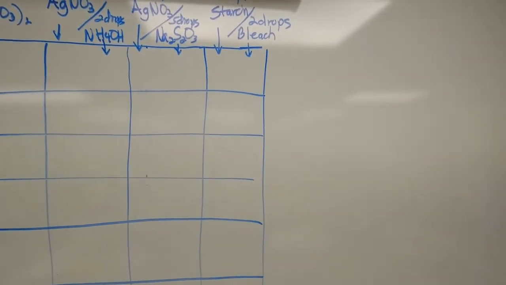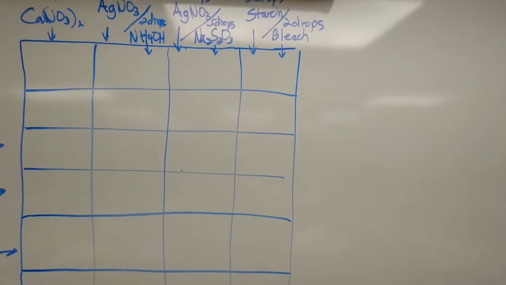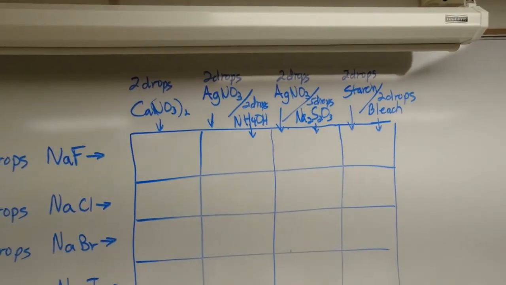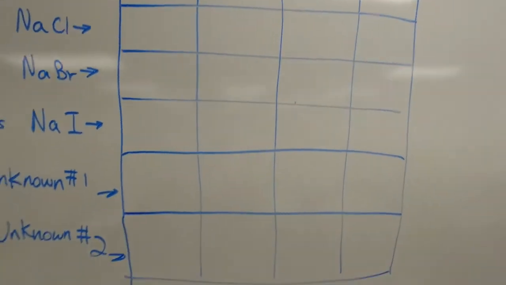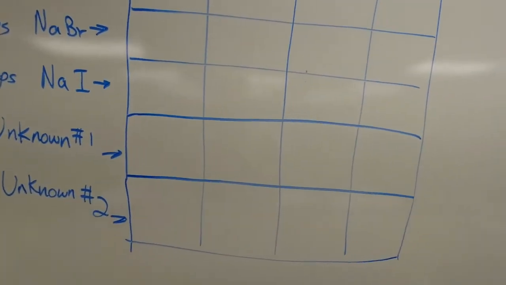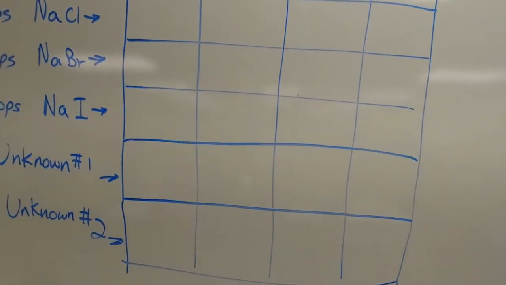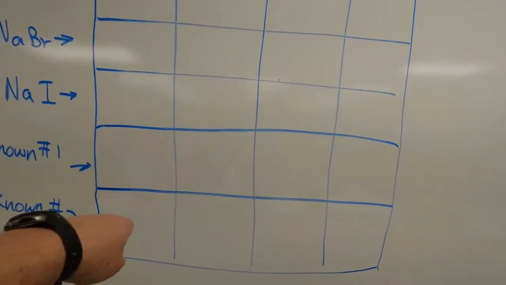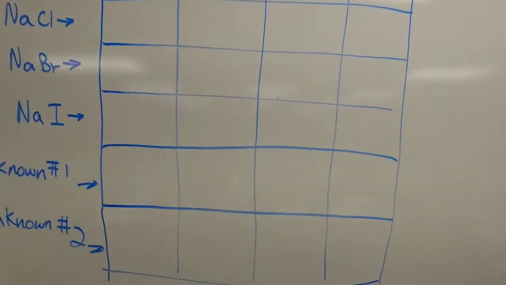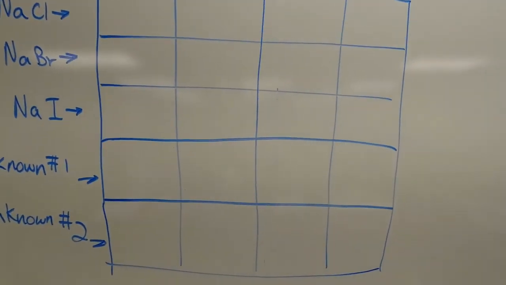All right. When you're all done, you're going to use this information as a key to tell what unknown you're looking at here. All right. So we're going to put 5 drops of unknown number 1. Unknown number 1 and number 2 is one of the halides. So you're going to try to match the results here to the match that you see up above, so you can tell what unknown it is.